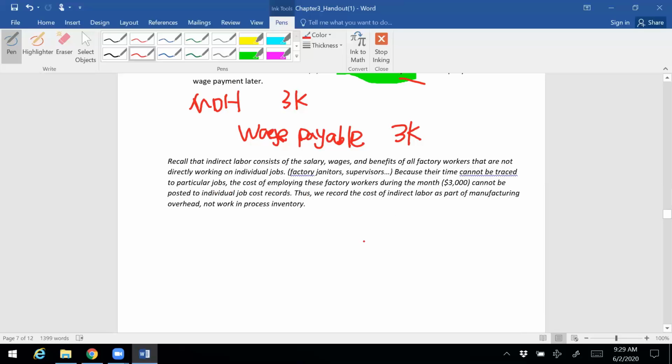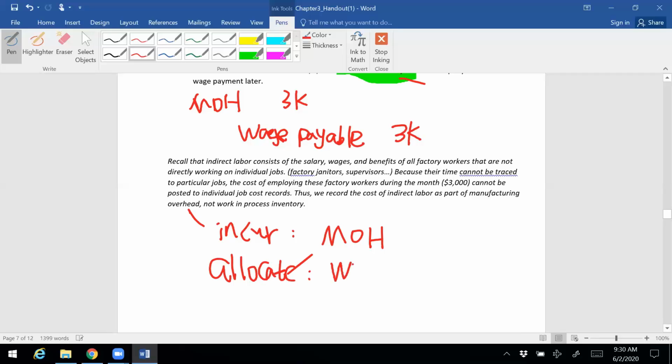So when it is incurred, it goes to manufacturing overhead. And then when we allocate it, it goes to our work in process, for indirect labor, for indirect material, and for other manufacturing overhead.